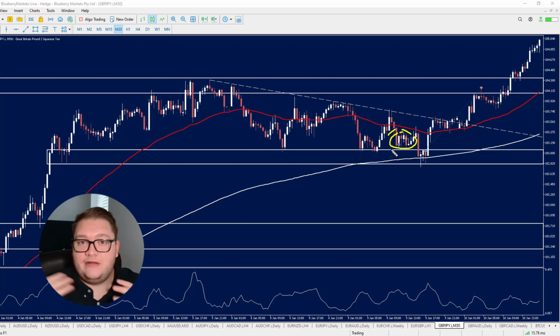Price rallied. I didn't feel comfortable in the position anymore, so I exited the position and just waited to see how the market kind of opened towards the afternoon session. And the market came down into this key area of structure.